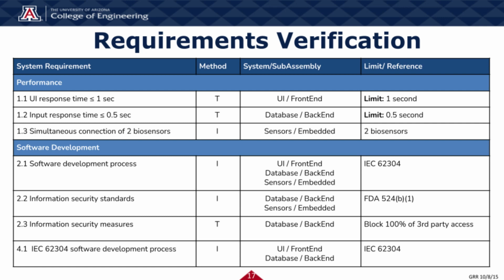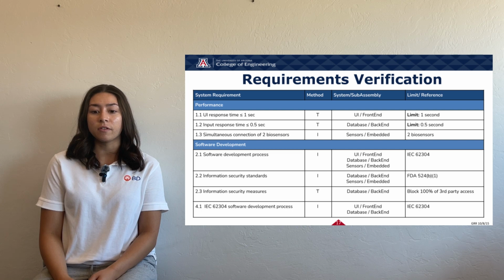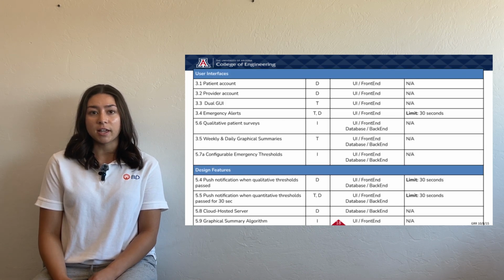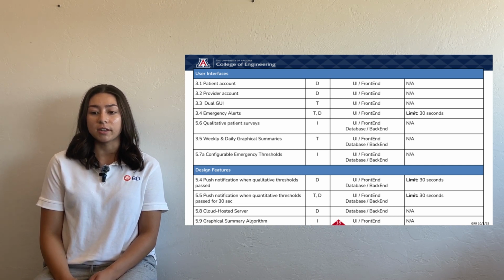From our functional requirements, we developed 25 system requirements in 5 categories, which are performance, software development, user interface, design features, and instrumentation. Some key requirements include 1.1 and 1.2 to verify software response times to ensure user experience is smooth and as efficient as possible. We also have verifications 5.2a and 5.2b for data safety to ensure no data drops between the biosensors and the database. For each requirement, we established a verification method, which is shown in the second column. T stands for test, A for analysis, D for demonstrate, or I for inspect. We also identified associated subsystems as well as limits or references for each test in the third and fourth column.